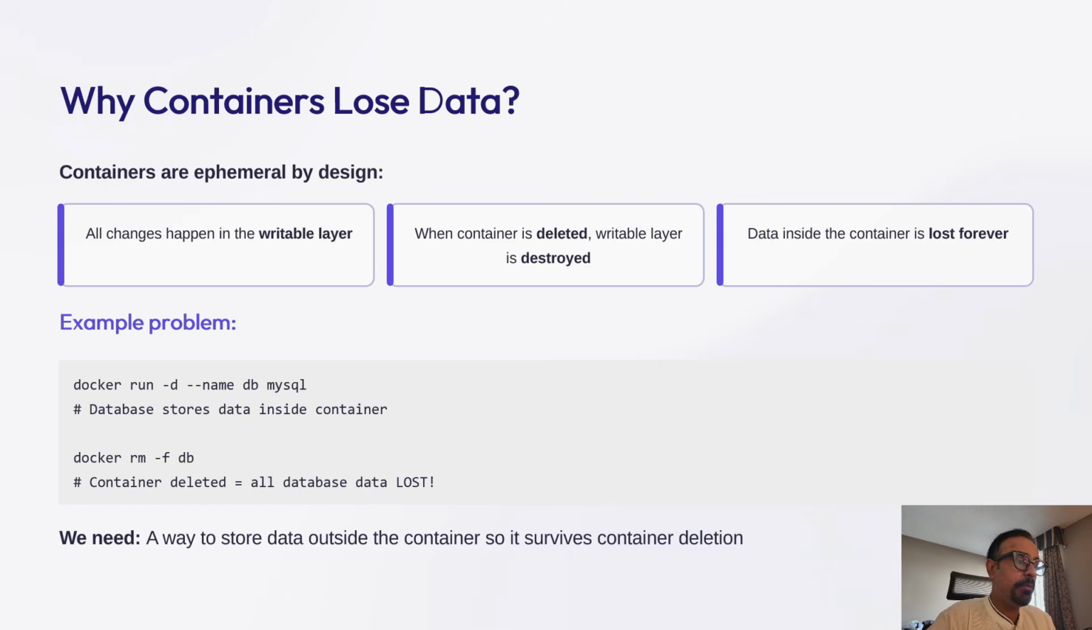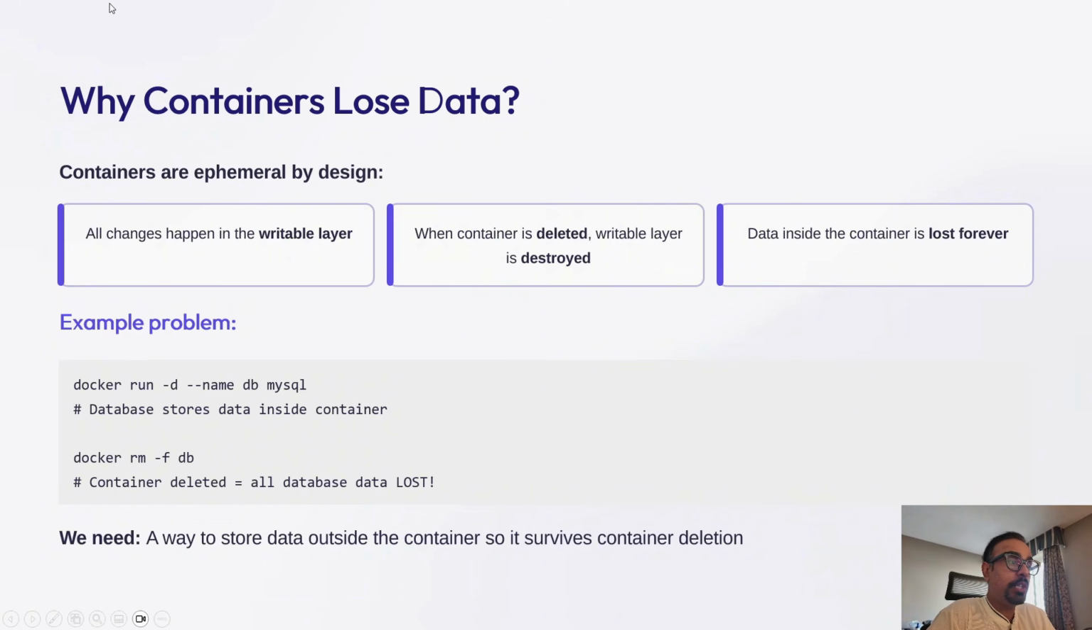So let's understand the fundamental problem with container data. Containers are designed to be ephemeral, that is temporary or disposable. I hope you remember from our architecture video that images are read-only layers, and containers are a writable layer on top of those images. So all changes, files created, data written, go into the writable layer. And here's the problem: when you delete a container, that writable layer is destroyed, and all data is permanently lost.